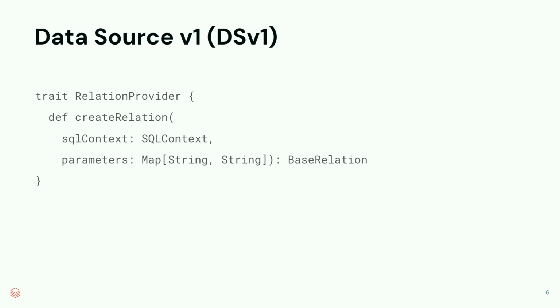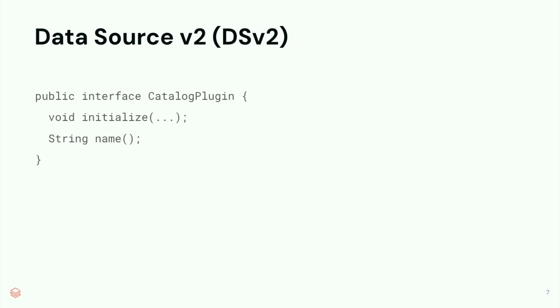When I say DSv1, I refer to the relation provider and all of the interfaces and classes around it, such as base relation. This is the original data source API in Spark that's available from 1.3. DSv2, on the other hand, was added much later in Spark 3, and it revolves around catalog plugin. So if you implemented a catalog plugin or you work with one, you use DSv2.